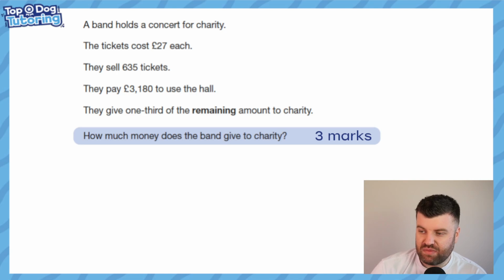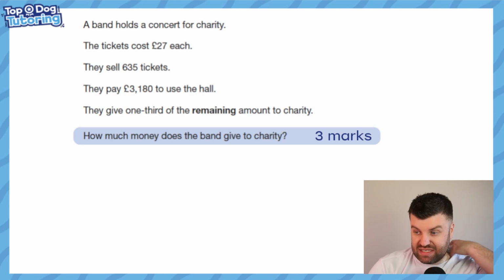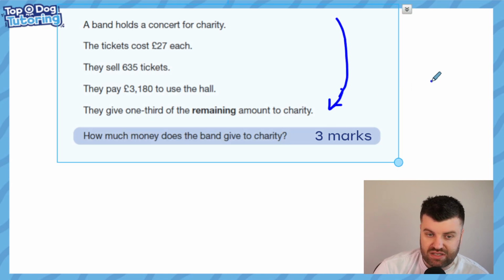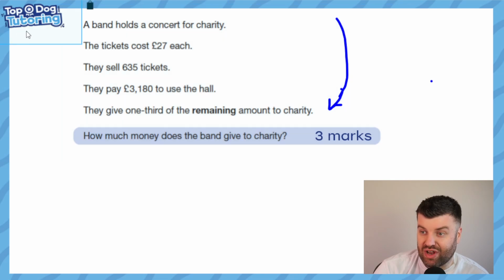They pay £3,180 to use the hall. They give 1/3 of the remaining amount to charity. How much money does the band give to charity? We have to do a lot of work to end up at this answer here, okay? We're going to have to do loads. So let's do it. Let's get there.